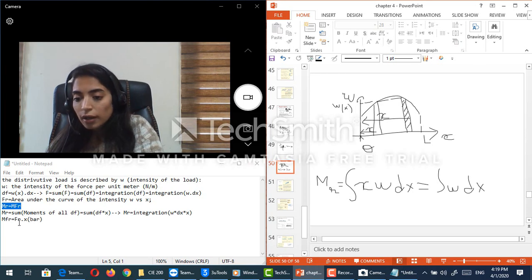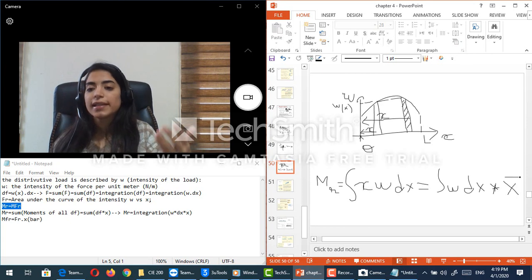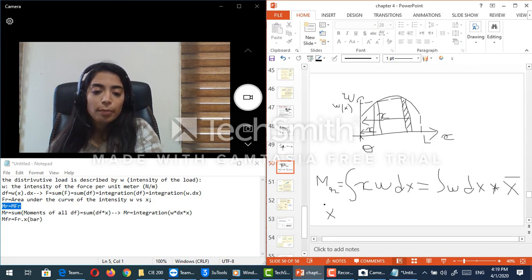This is F_R times x bar. What is x bar? x bar is the location of my F resultant on this beam. And this means, guys, that x bar is equal to the integration of x omega dx over the integration of omega dx.